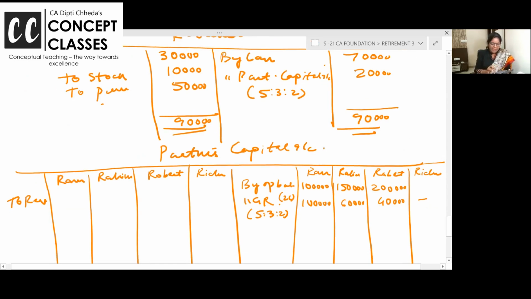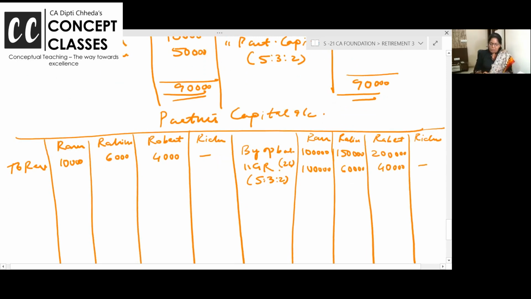20,000 into 5 by 10 is 10,000. 20,000 into 3 by 10 is 6,000. 20,000 into 2 by 10 is 4,000. So you have debited the revaluation loss, and you have given the general reserve.